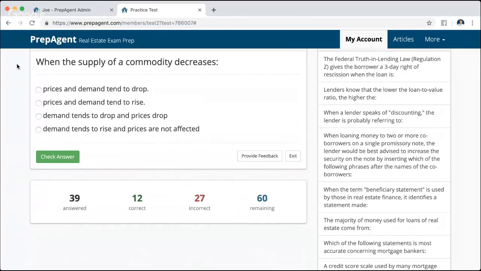When the supply of a commodity decreases, A, prices and demand tend to drop. B, price and demand tend to rise. C, demand tends to drop and prices drop. Or D, demand tends to rise and prices are not affected.